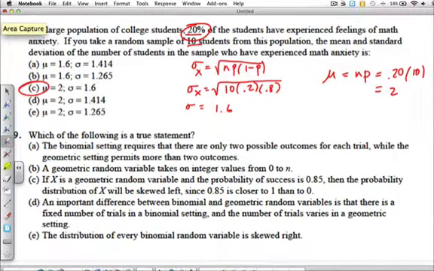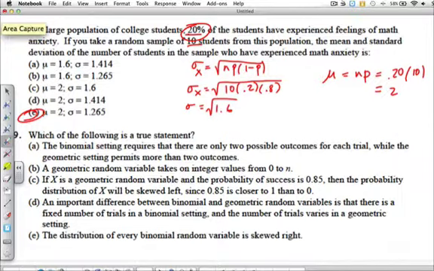So my correct answer is, oh, I forgot to take the square root. Hold on. The square root of 1.6 is 1.265. There we go. Stop doing mental math, Roberson. Don't forget your square roots.